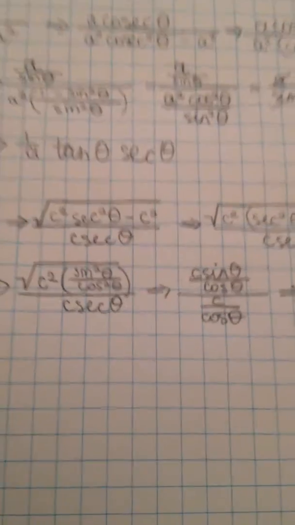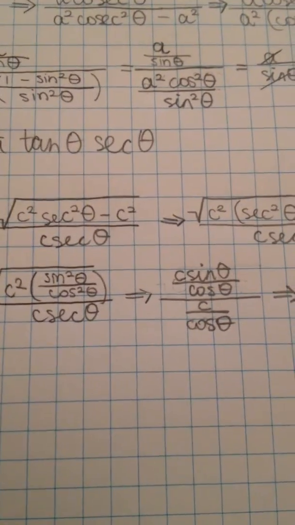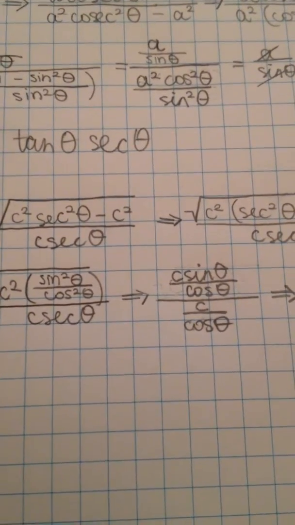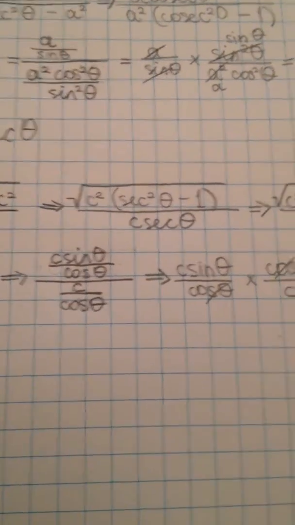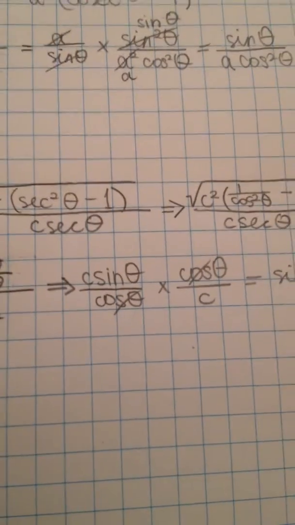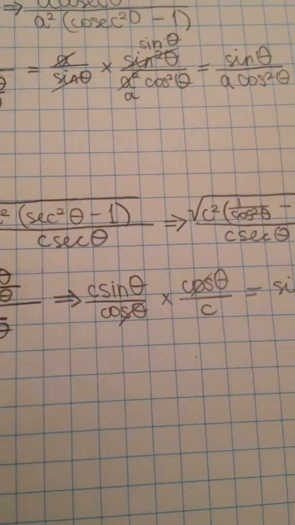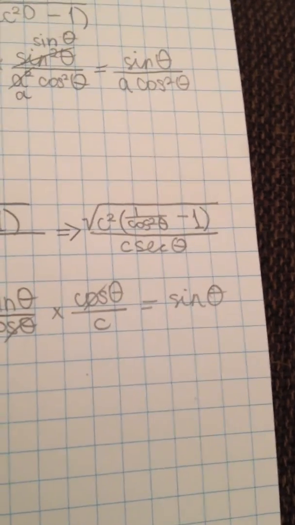And this I then square rooted. So it came out with this, and I put the c at the top of this fraction. And then again I flipped the fraction and was able to cancel these out. That would have given me c sine theta over c, which is equal to sine theta. And that is all.